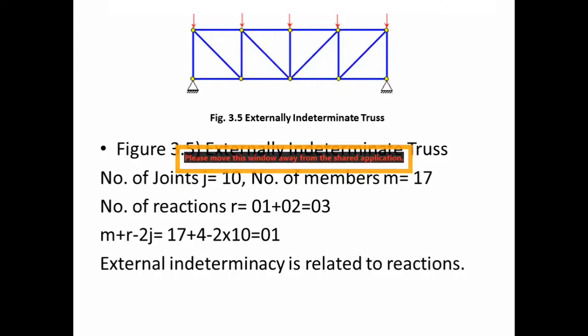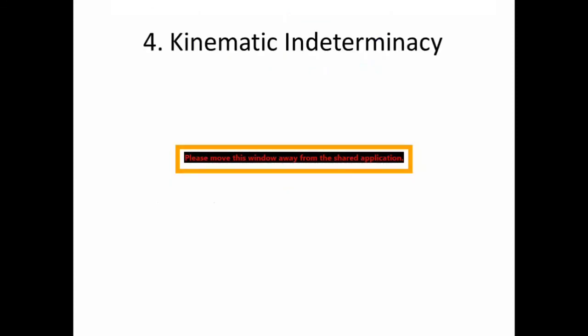Is the concept of static indeterminacy clear? Beams, frames, trusses. For beams and frames, what is the equation? Number of unknown reactions minus 3. For trusses, M plus R minus 2J. That's it. In the next lecture, we will start with kinematic indeterminacy.